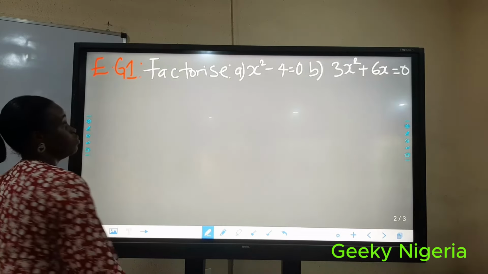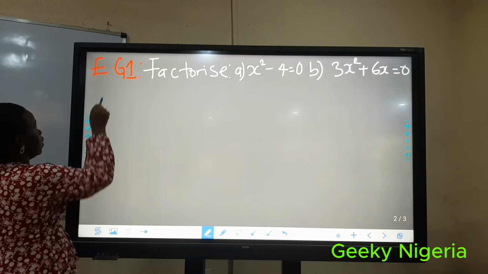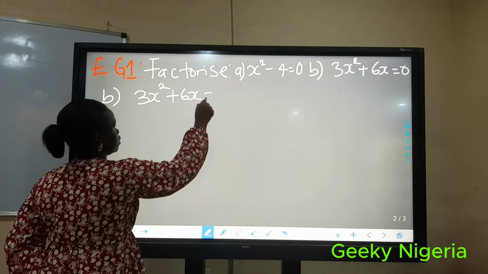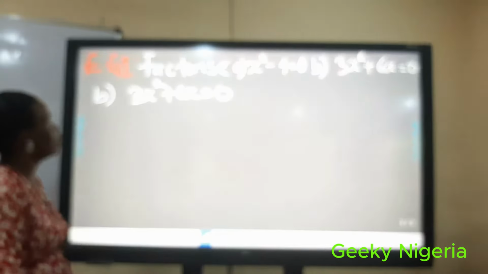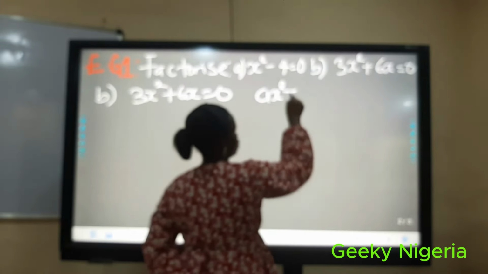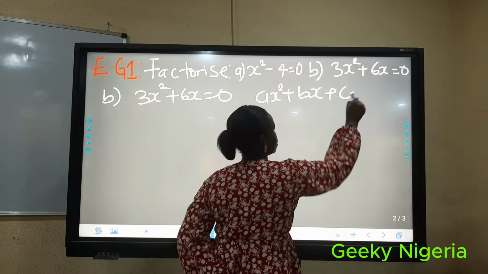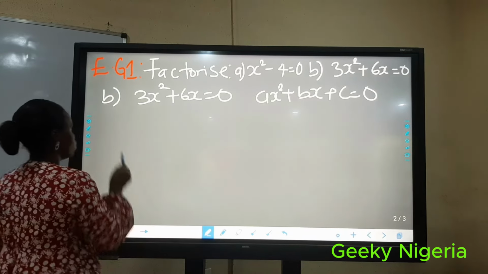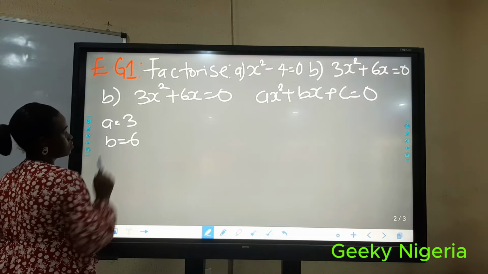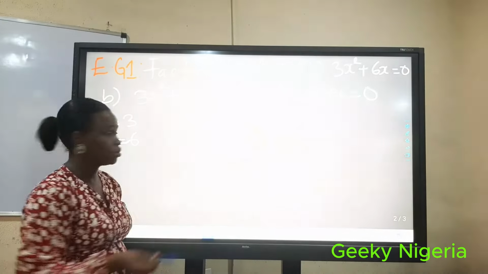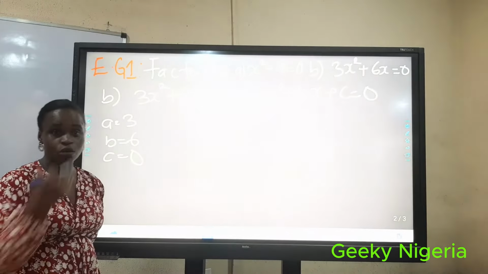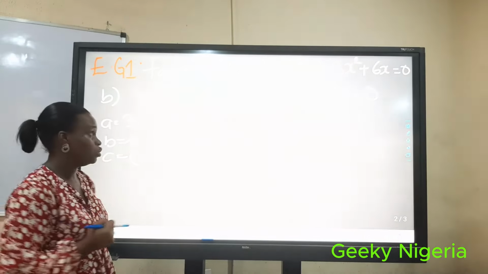Let us try the next example, we want to factorize the next example. Example B is what? 3x squared plus 6x is equal to 0. So in this situation, remember we have to relate it to our general quadratic equation. So here we have a is equal to 3, b equals 6, and c is equal to 0. Now a is not equal to 1, so we will not be using the method that we used earlier.